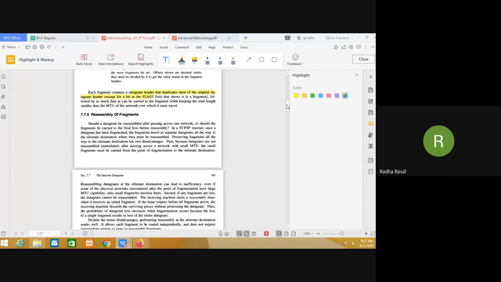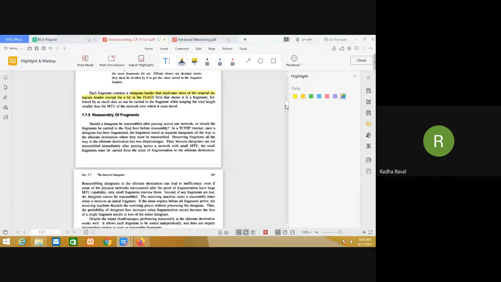Now, reassembly of fragmented parts. Okay, so as I told you, reassembly is also necessary: before you reach the destination, your data must be in its original form. So should a datagram be reassembled after crossing one network, or should the fragments be carried to the final host before reassembly? So what happens in TCP/IP? Once a datagram has been fragmented, the fragments travel all the way to the ultimate destination where they must be reassembled.